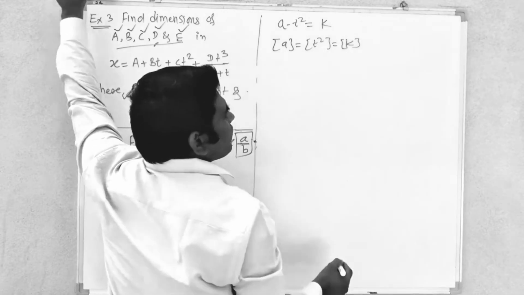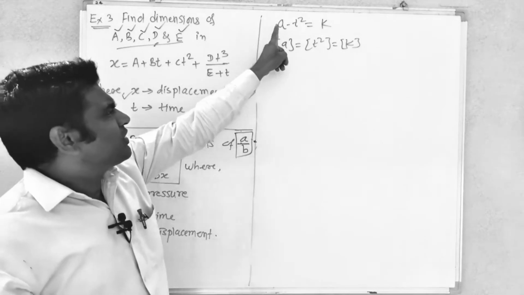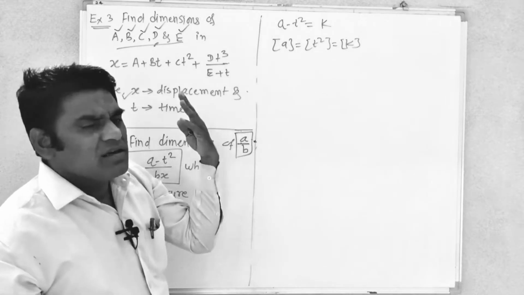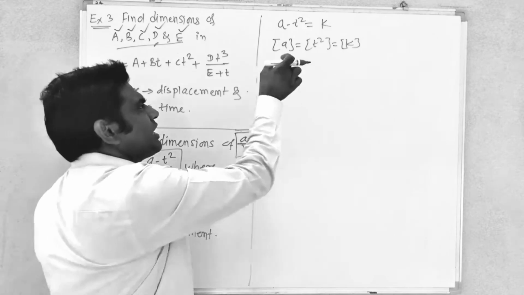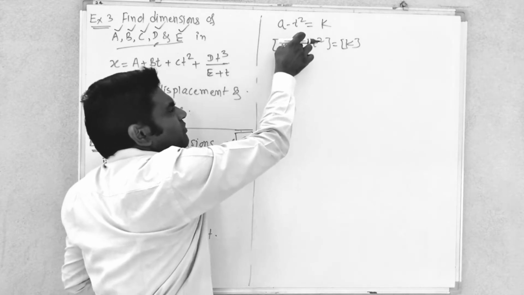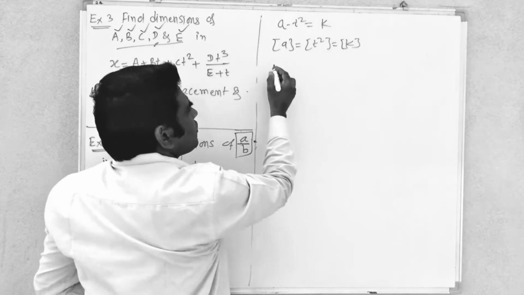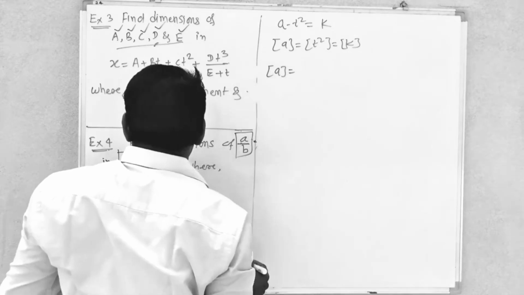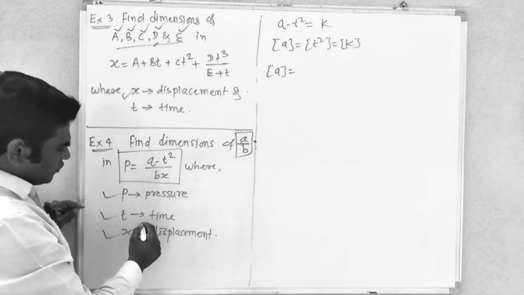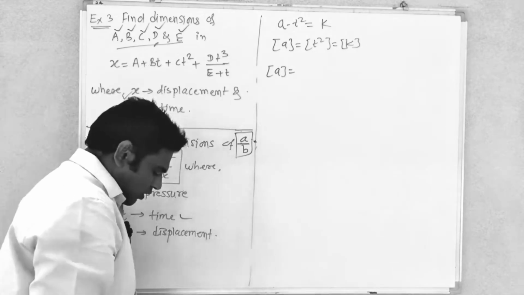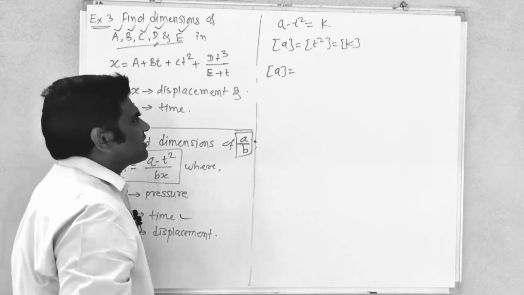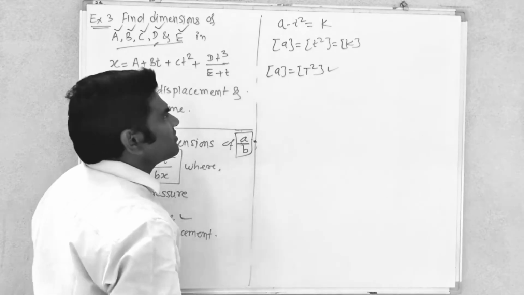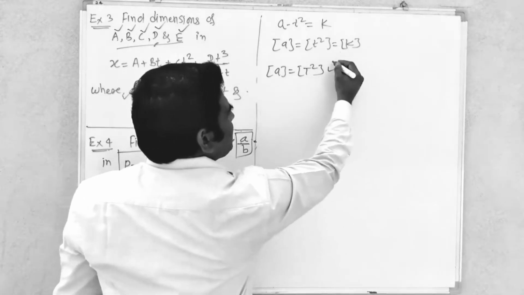Yes or no? As per dimensional homogeneity, we can add or subtract the terms, not physical quantities, terms, when the dimensions are equal. So dimension of A must be equal to the dimension of T square. So from this, dimension of A we can get is equal to T square. T is time, so time means T square. So dimension of A is T square, which is equal to dimension of K also.